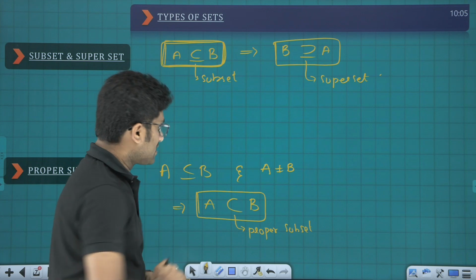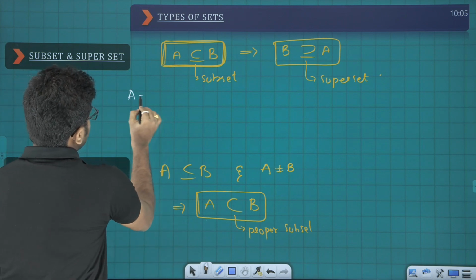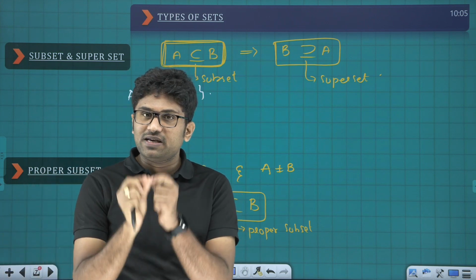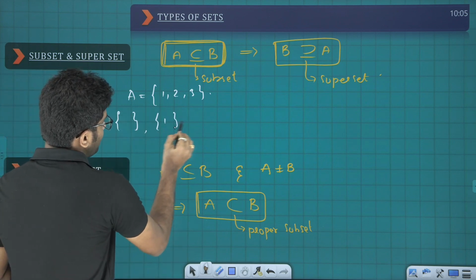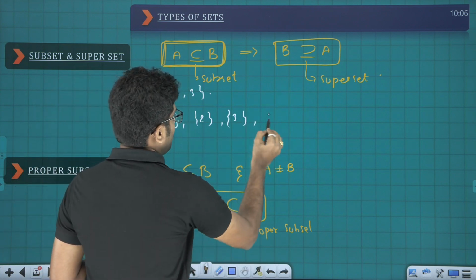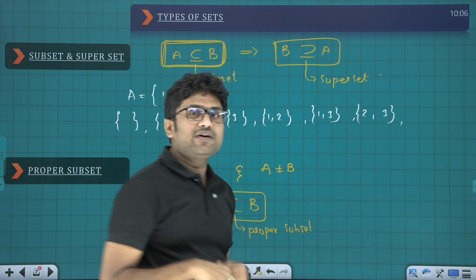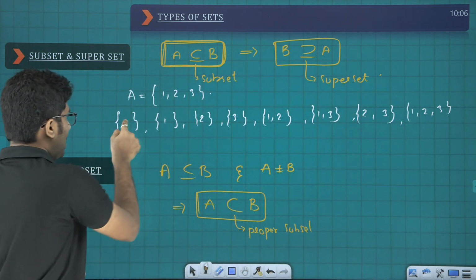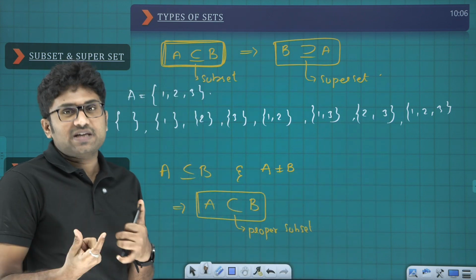Next, let's see, for a given set, what are all the subsets? Suppose set A is equal to {1, 2, 3}. Empty set is a subset of every set, friends. So the empty set is a subset of A. Next, {1}, {2}, {3}, {1, 2}, {1, 3}, {2, 3}, and every set is a subset of itself: {1, 2, 3}. So the total number of subsets for a given set is 1, 2, 3, 4, 5, 6, 7, 8. So if a set has 3 elements, it has 8 subsets.